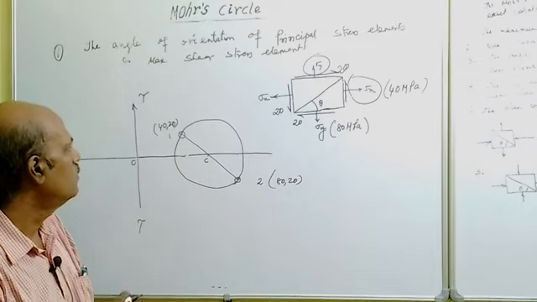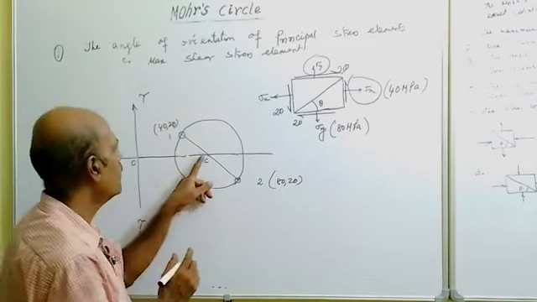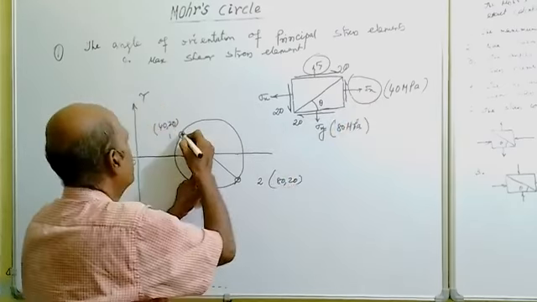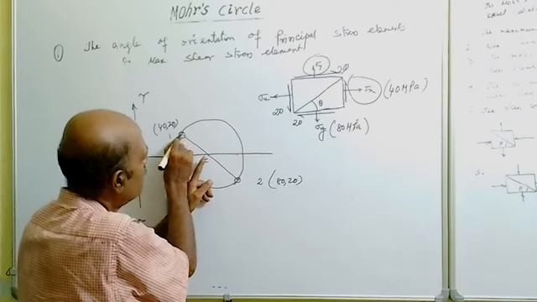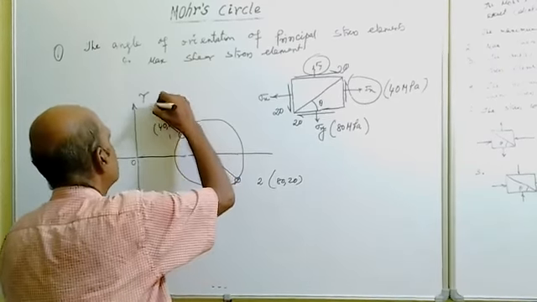Now find the x direction. Where is the x direction? From the center to the point where the x face point is plotted. So the x face point is plotted at this point. So from the center, this direction will be the x direction.